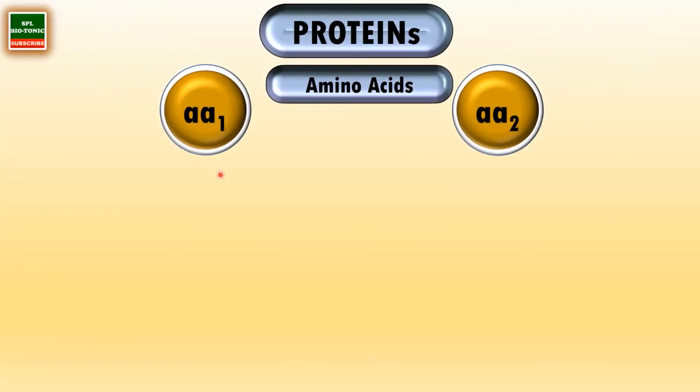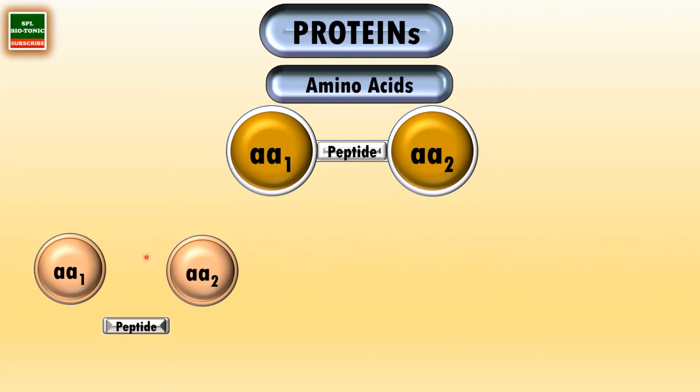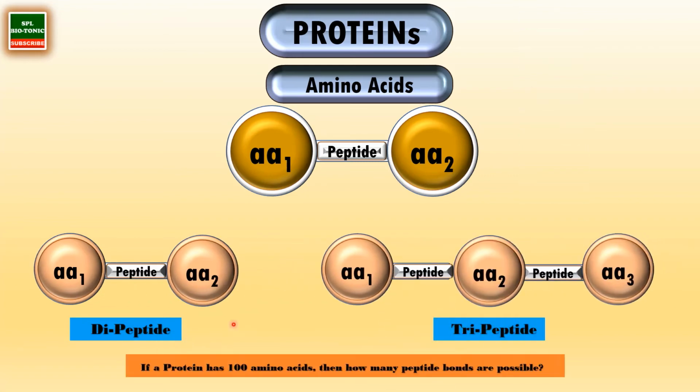So here these are the 2 amino acids which are joined together by a peptide bond. When 2 amino acids are joined together by a peptide bond, the resulting compound is called a dipeptide. When 3 amino acids are joined by 2 peptide bonds, the resulting compound is called a tripeptide. In case of a dipeptide compound, there are 2 amino acids with 1 peptide bond, whereas in case of 3 amino acids which are joined by 2 peptide bonds, the resulting compound is called a tripeptide compound. Students, I hope you are understanding this concept.